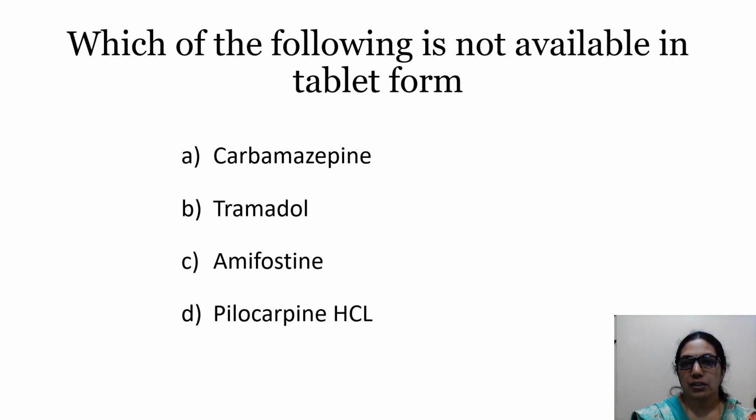Which of the following is not available in tablet form? Okay, we have seen that we will be giving drugs to the patient orally, as an injection, or in a topical drug delivery system. In that we should know which drug is available in which form. Among these drugs, one drug is not available in tablet form, meaning it cannot be given orally. What is that? Is it carbamazepine, tramadol, amifostine or pilocarpine hydrochloride? Which drug is not available in tablet form? The drug is amifostine.